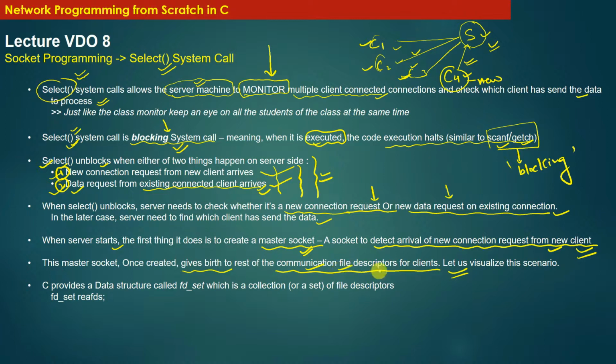So what are communication file descriptors? C provides a data structure called FD_set. This is the standard data structure provided by the C APIs, which is actually a collection of file descriptors. Now what are file descriptors? We will discuss in detail what a file descriptor actually is. As I said earlier, a file descriptor represents a client connection.